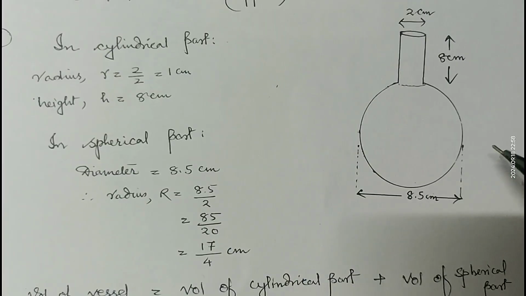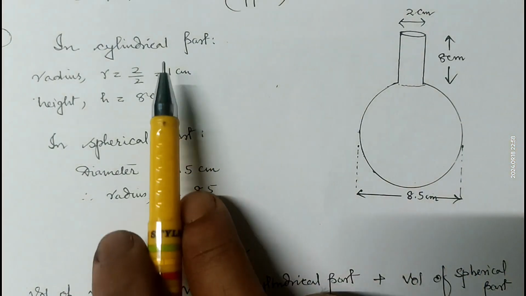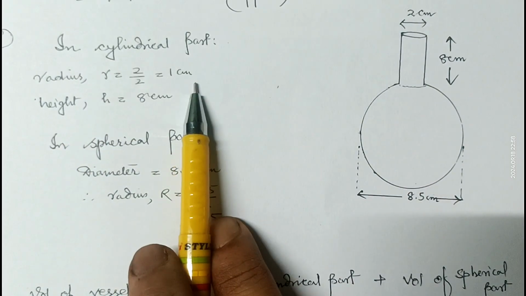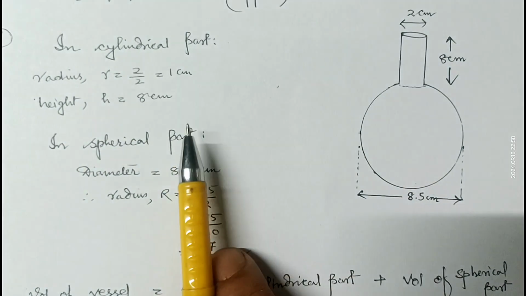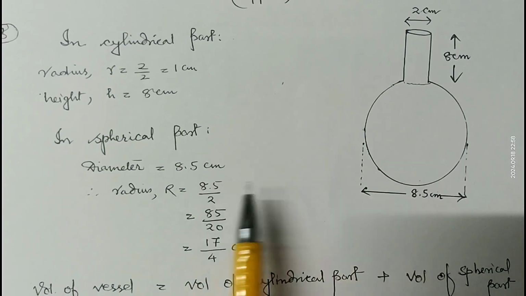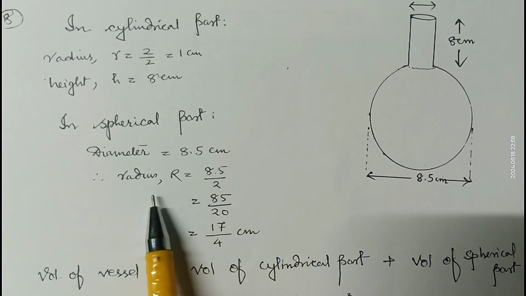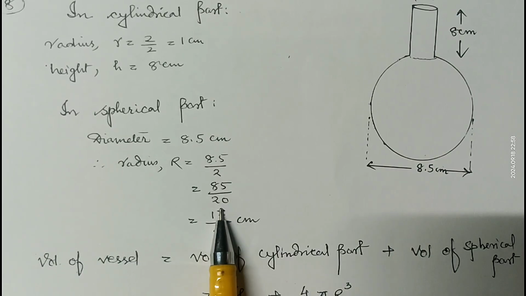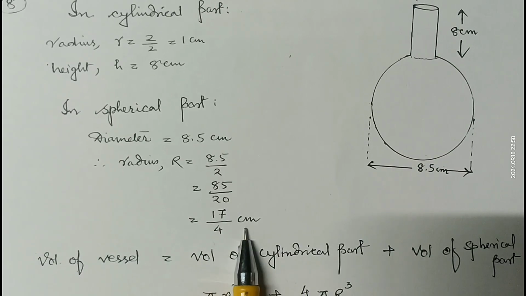As given in the question, a spherical glass vessel has a cylindrical neck of height 8 centimeter and 2 centimeter in diameter. In case of the spherical part, diameter is 8.5 centimeter. In case of the cylindrical part, radius is 2 by 2, which gives 1 centimeter, and height is 8 centimeter. In case of the spherical part, radius is 8.5 by 2, which gives 85 by 20, that means 17 by 4 centimeter.